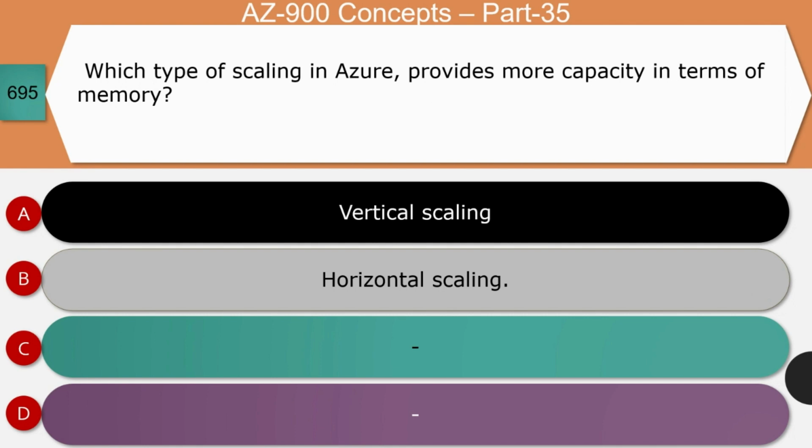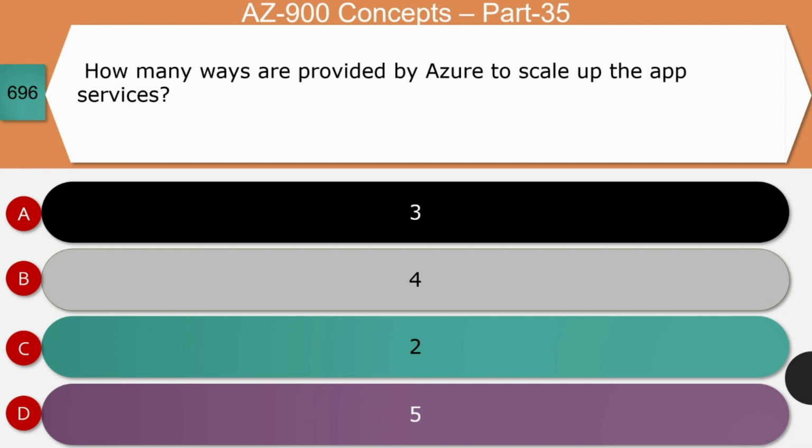Next question, which type of scaling in Azure provides more capacity in terms of memory? Is it vertical scaling or horizontal scaling? The right answer for this question is vertical scaling. This vertical scaling type is a kind of scaling in Azure which provides more capacity in terms of the memory. And you can vertically scale by using a single server, which is easily manageable in terms of adding additional capacity to it.